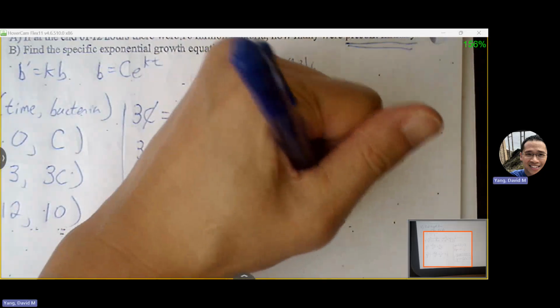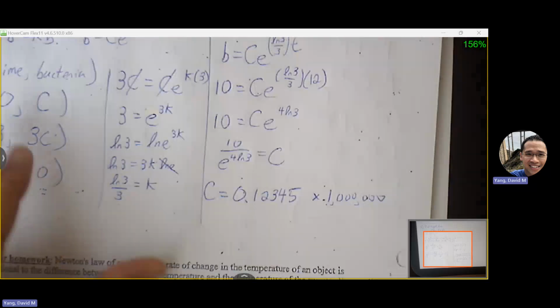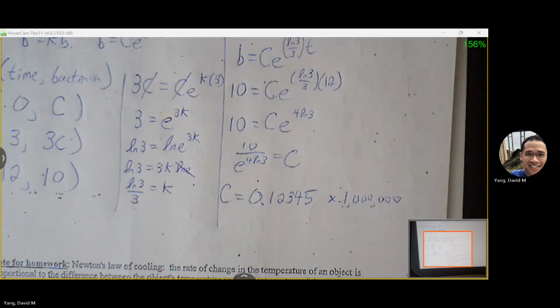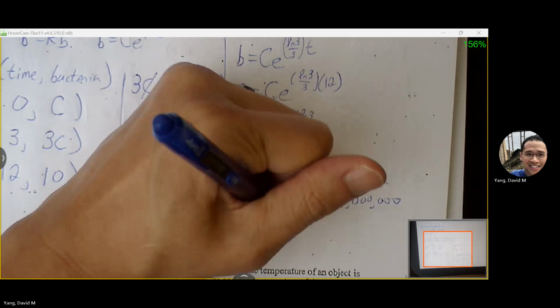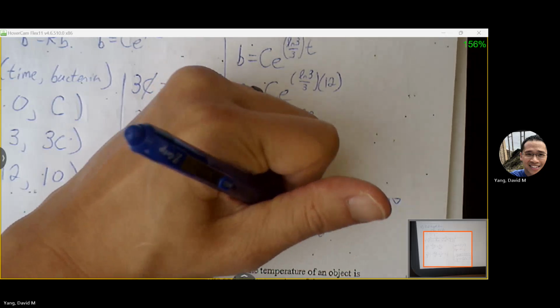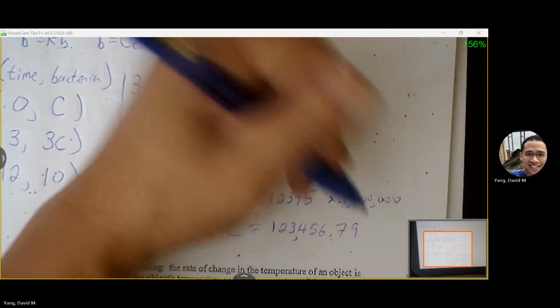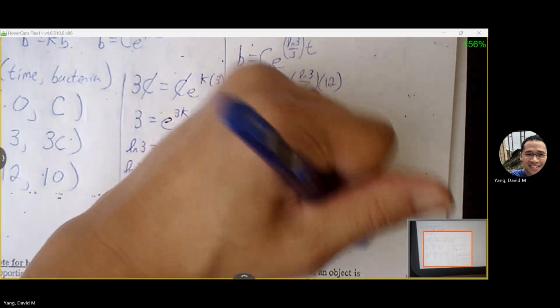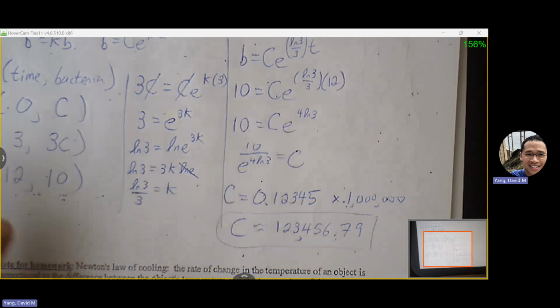Now, we have to make sure we multiply this by what? Because we represent a 10 as 10 million, so our true number. So somewhere in that range, somewhere in that 123,000, depending on how far you went in your decimal. All right, let's not worry about part B. We're able to solve for C. That's what I wanted to do.